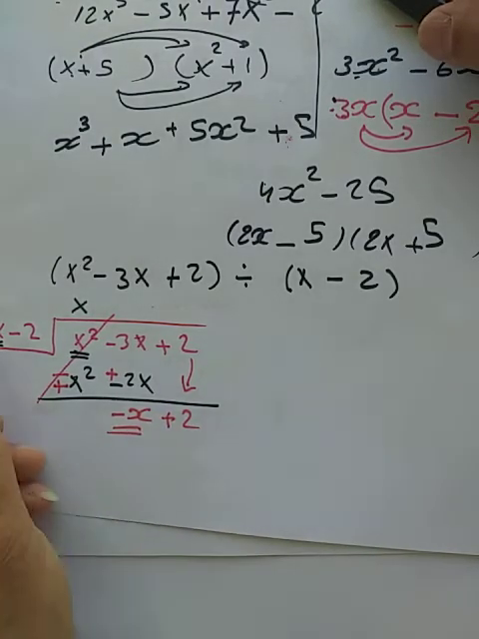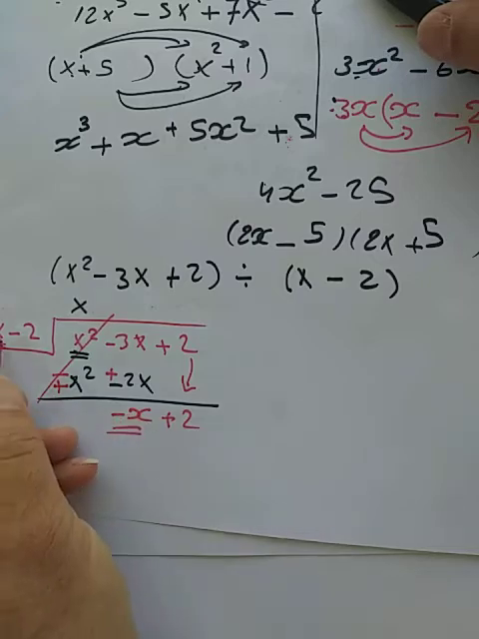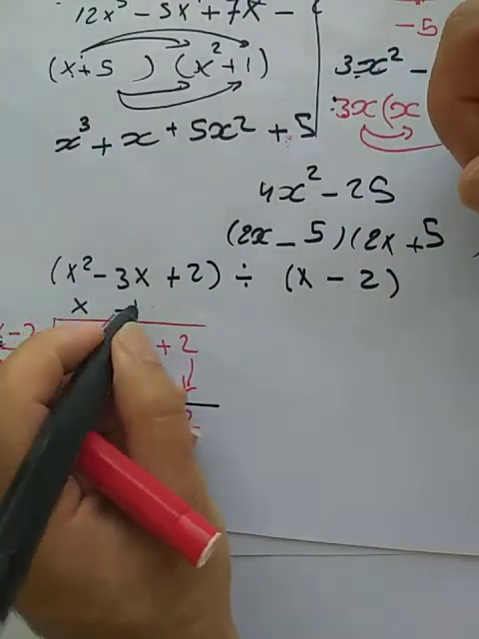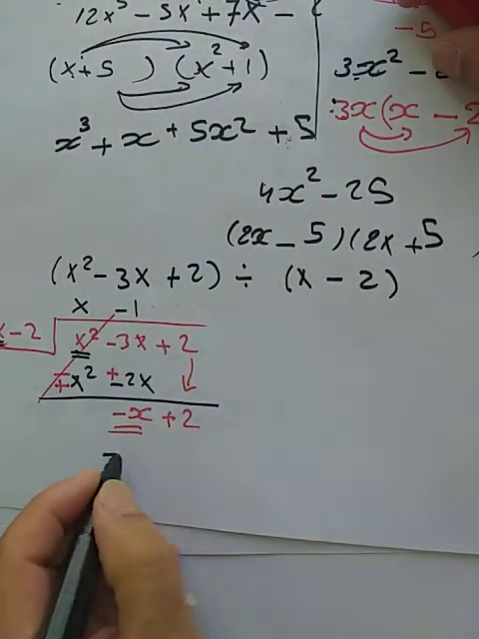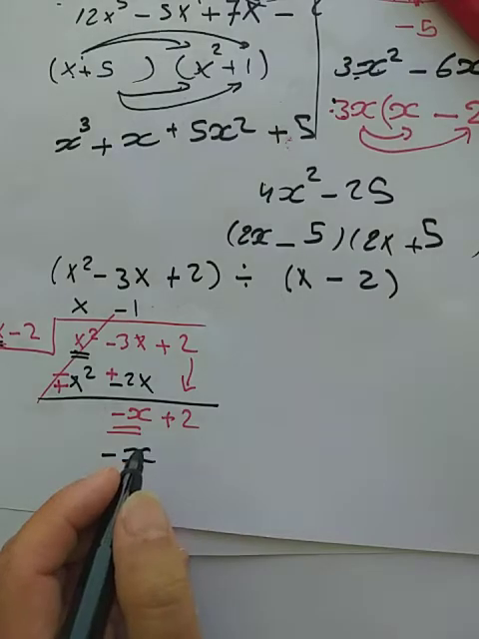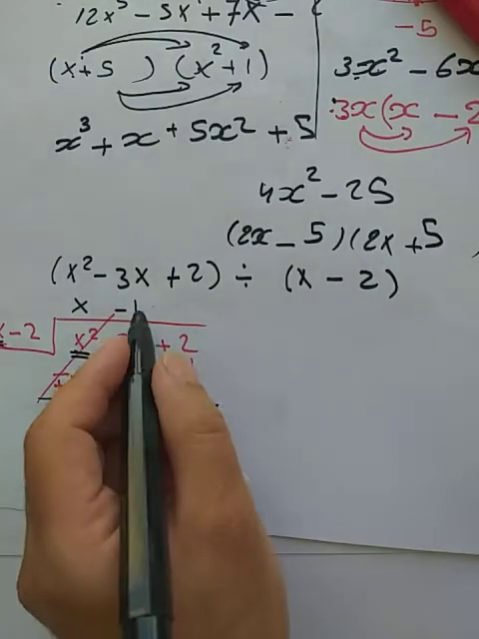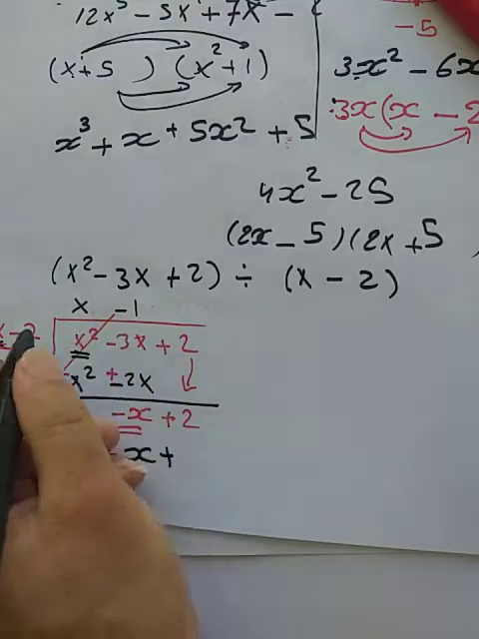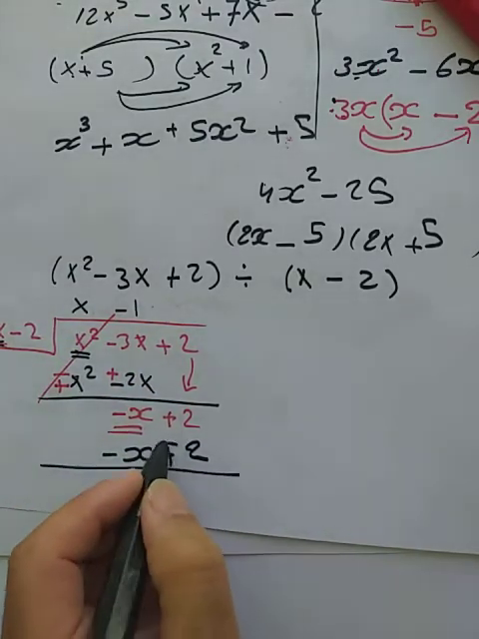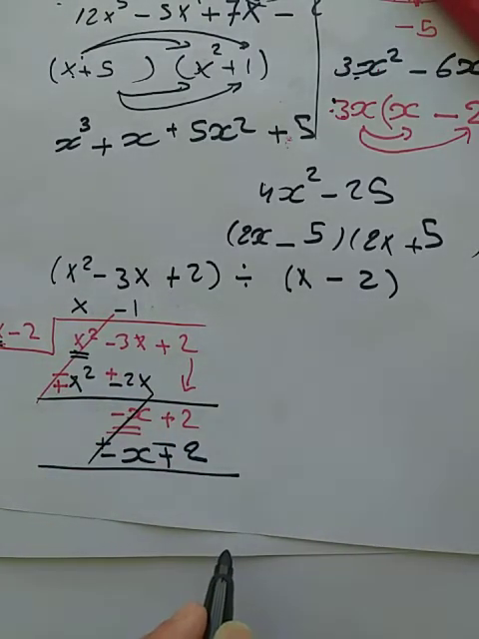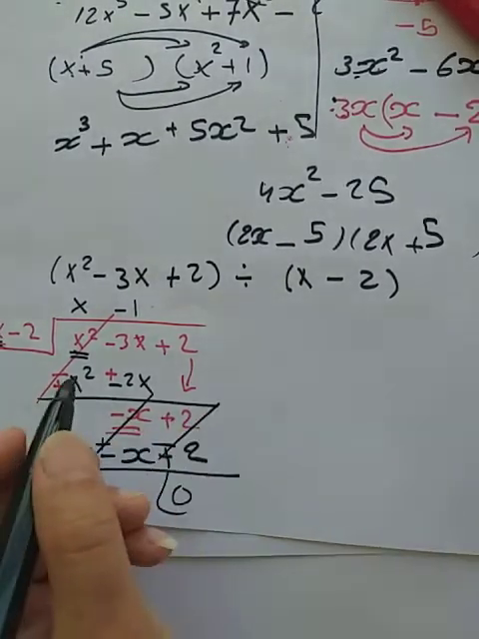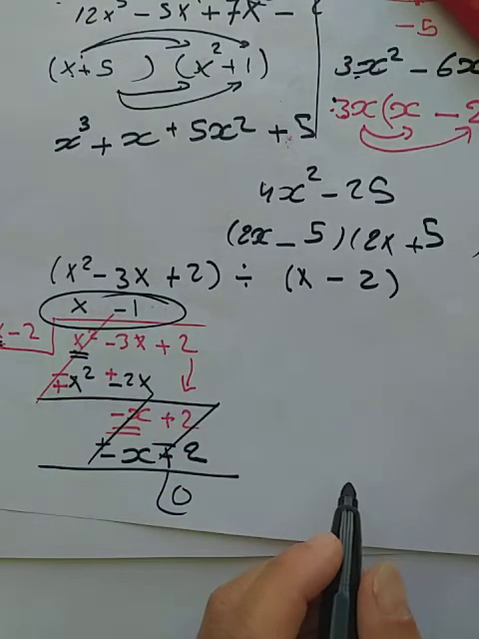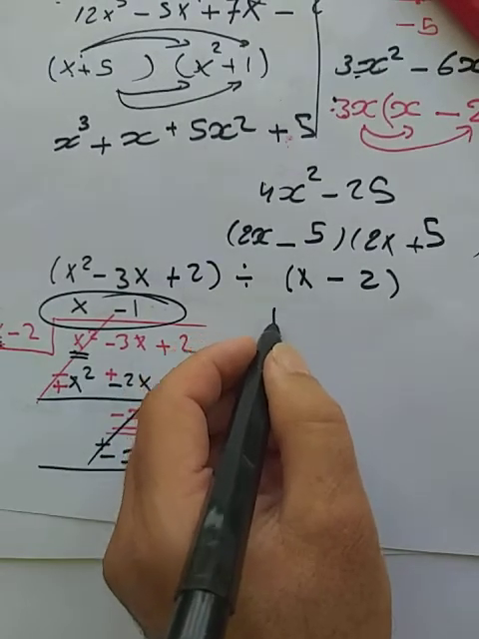Now divide this one by first one again. Minus x divided by x is equal to minus 1. Multiply minus 1 times x, minus x. Negative times negative, positive. 1 times 2, which is 2. Change the sign. Negative, positive, 0, 0. And the answer of this one is equal to x minus 1 by long division.